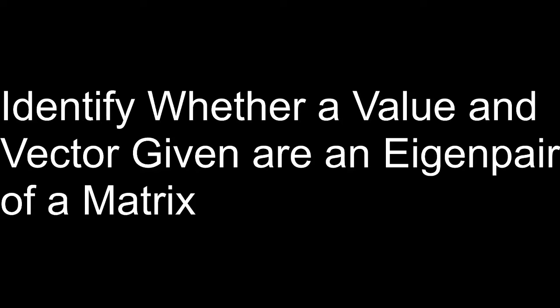Then finally, I'll go over a couple examples in which I'm given a value, a vector and a square matrix, and I'm asked, the title of the video, are this value and vector an eigenpair of that matrix? All right.